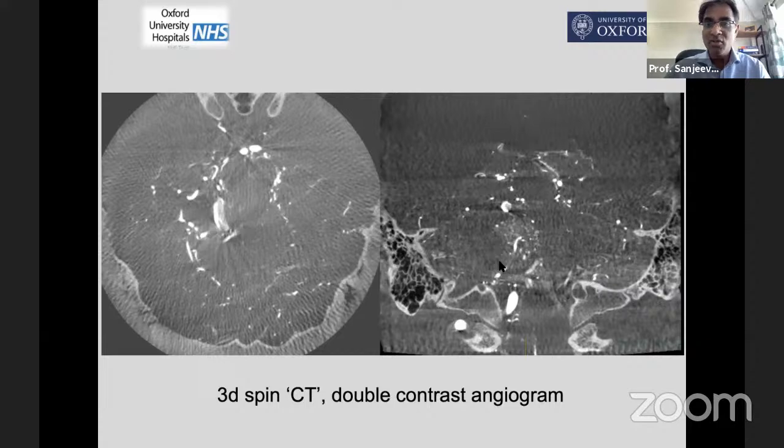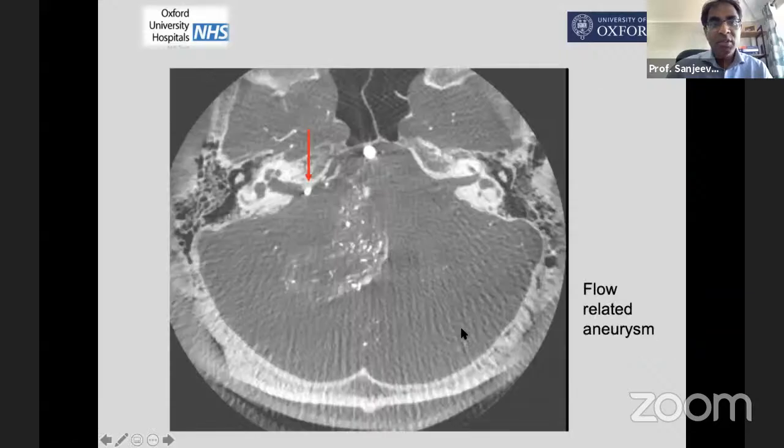In this picture on the right, the coronal view, what it's showing is the huge feeder going through the middle of this tumor and all the little branches coming off the ICA. I find that very, very helpful. There's also a flow-related aneurysm picked up here, just where the labyrinthine artery comes off the ICA. So in terms of preoperative planning, this is all incredibly useful to know.